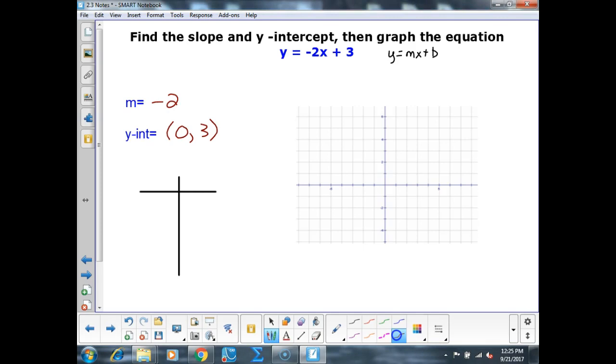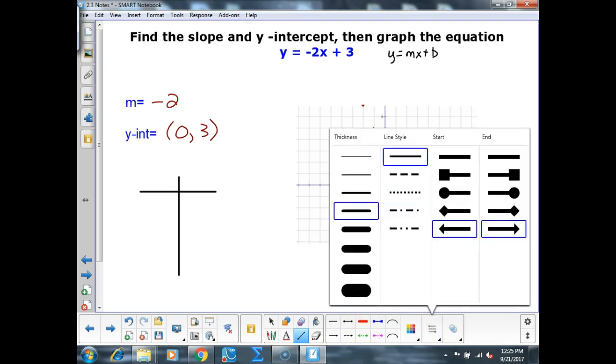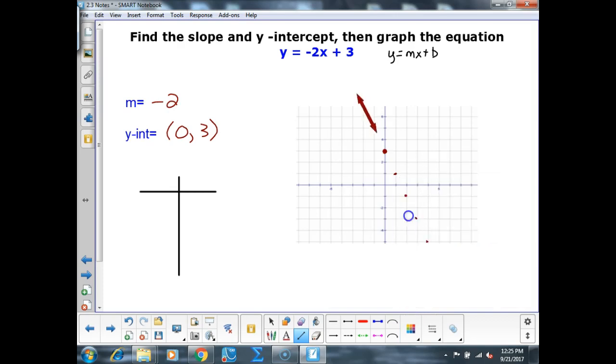Then, graphing this particular one, I would go up 3 from the origin, and I would put a dot there. Then from that dot, I would use my slope of -2/1, so that would be down 2 and to the right 1. Down 2, right 1. Up 2, left 1, in case I wanted to go in both directions. Then, utilizing my straight edge capabilities, I would go all the way across the graph.